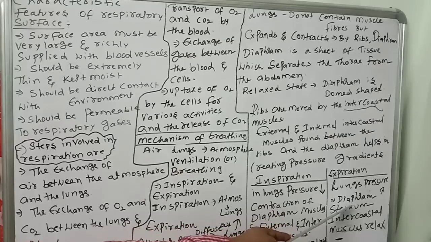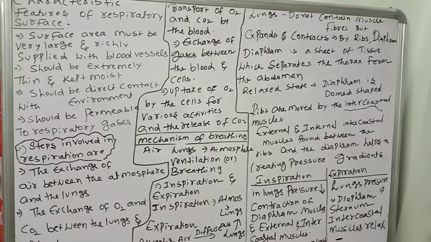Why? Because the diaphragm, sternum and intercostal muscles will be relaxed. They will come to normal position. So that's why the pressure in the lungs will be more compared with the atmosphere. So the lung pressure is more in expiration, and the lung pressure will be less in inspiration compared with atmospheric pressure. Like this, the inspiration and expiration processes take place in breathing.